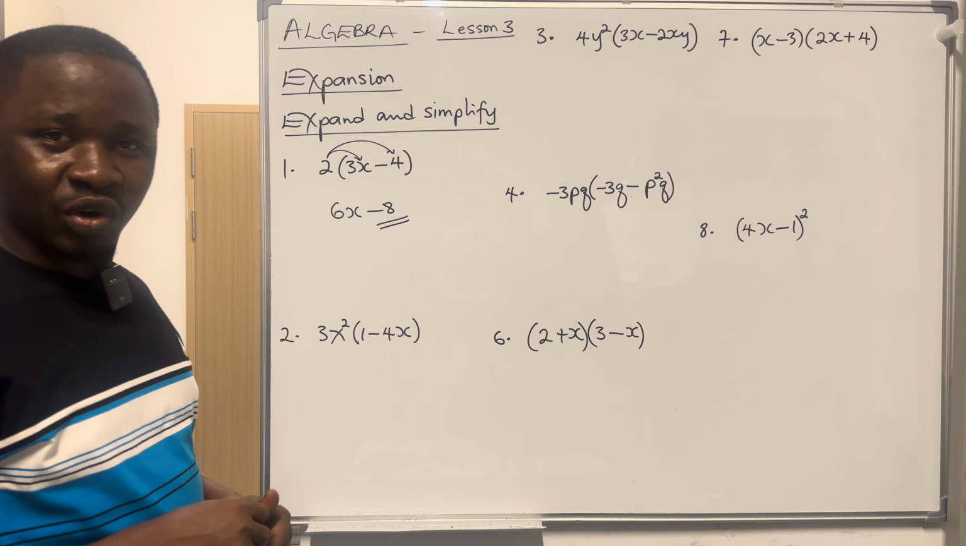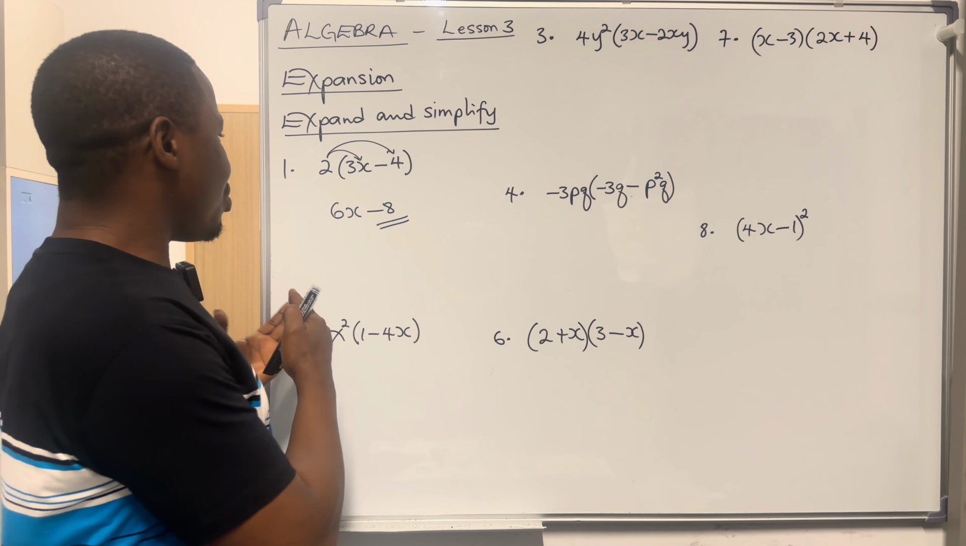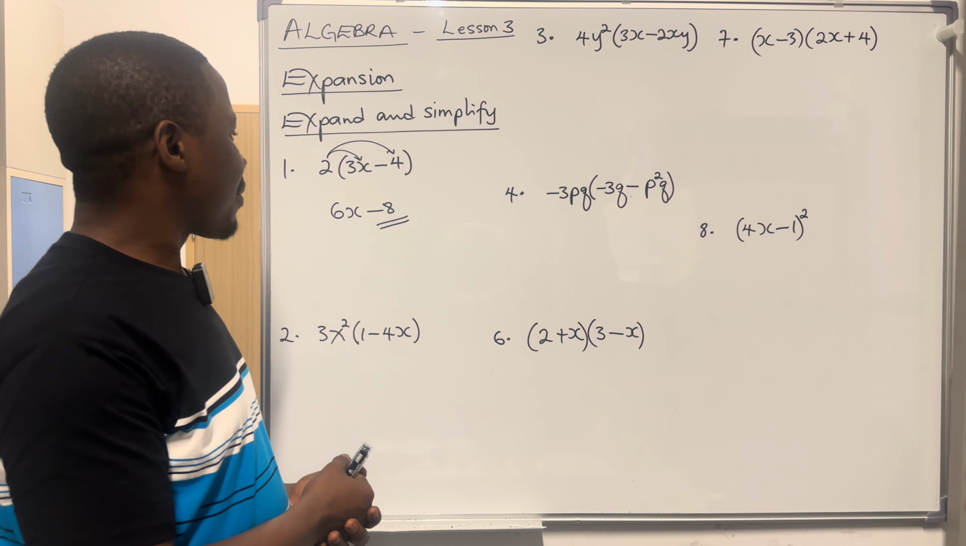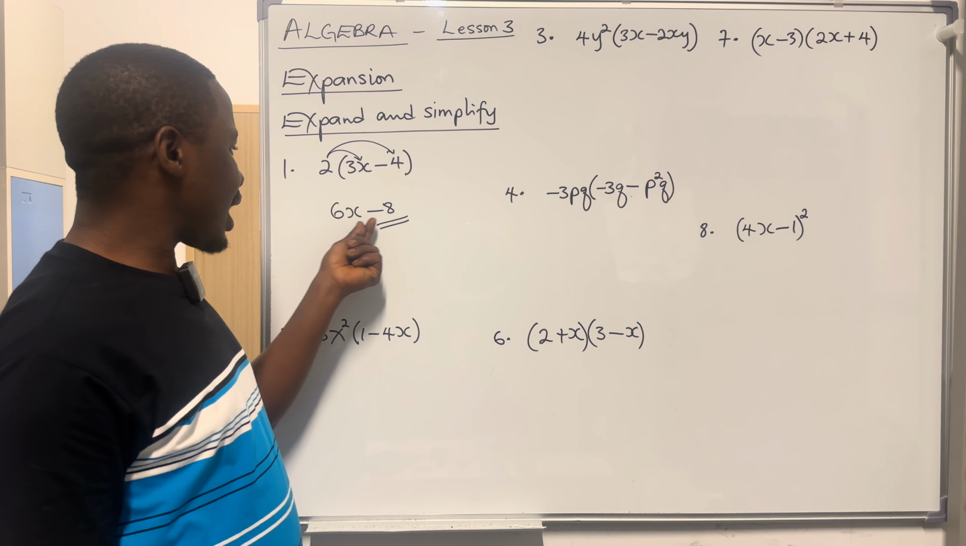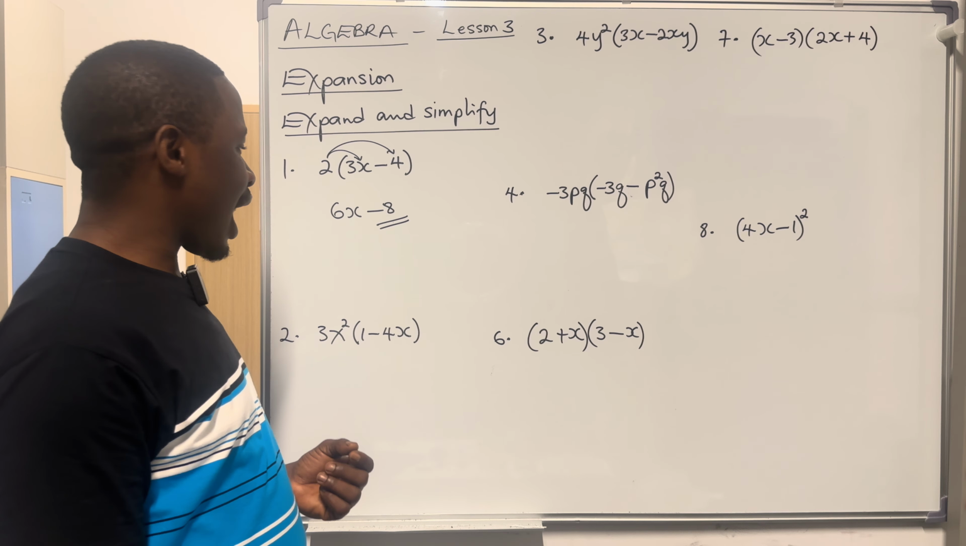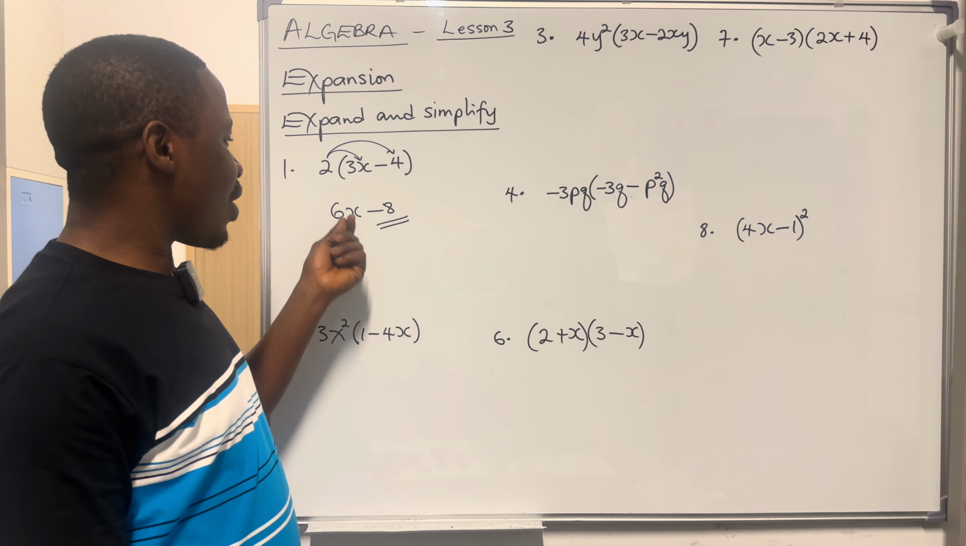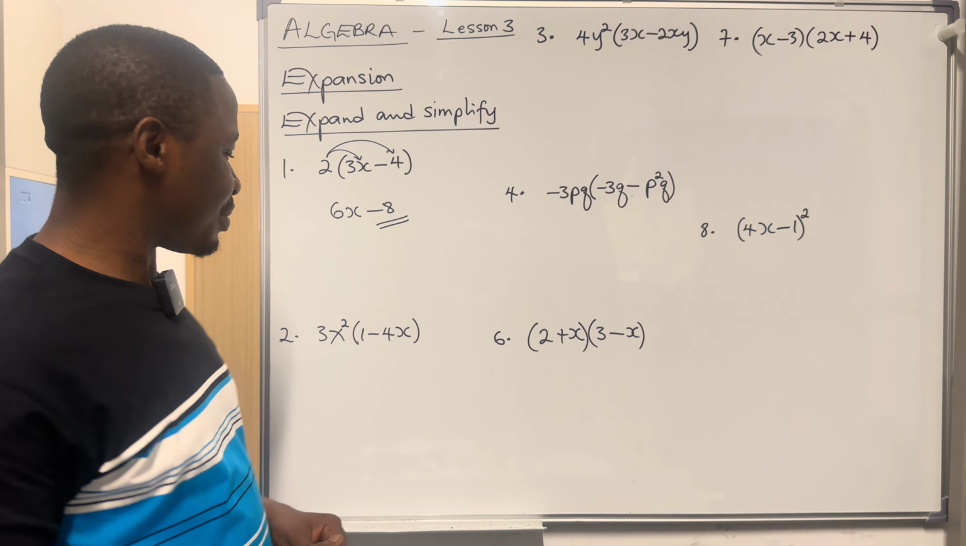So this is all what we mean by basic expansion. But here we cannot simplify further simply because 6x and minus 8 are unlike terms. Unlike terms, we cannot subtract them.